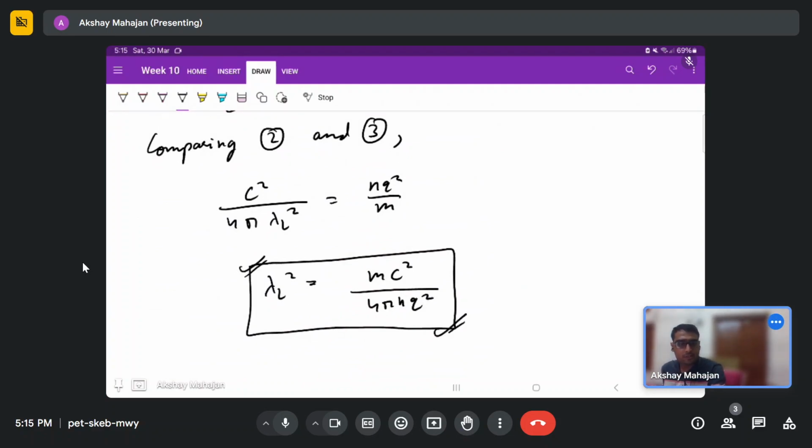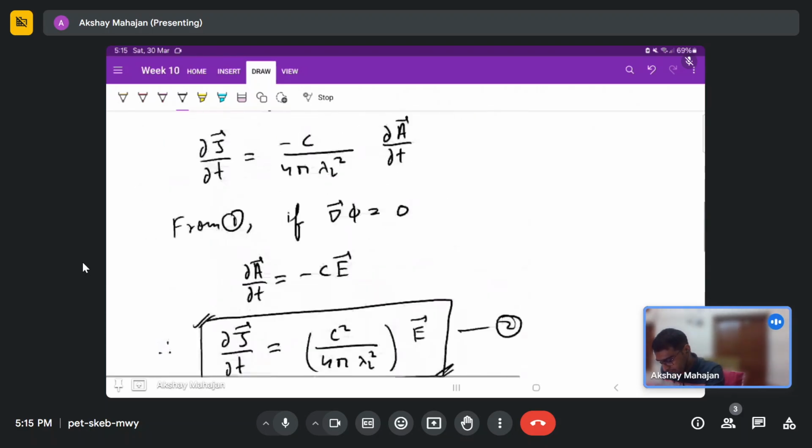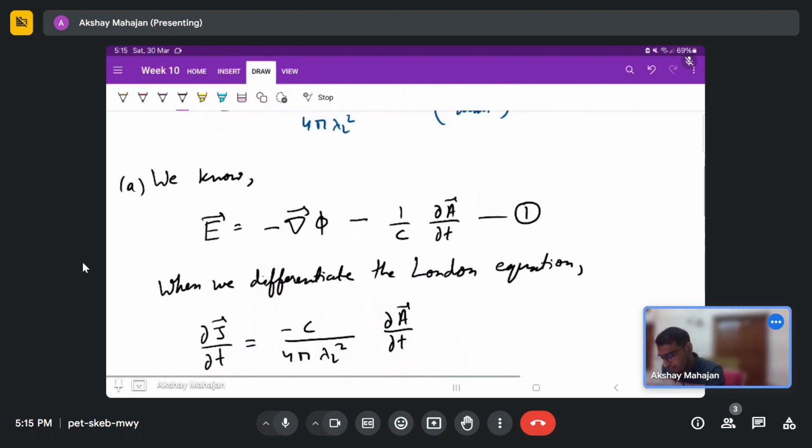Any doubt in this one? So here we just have to do the differentiation of the London equation, and then we just have to use this equation for the electric field. Okay.